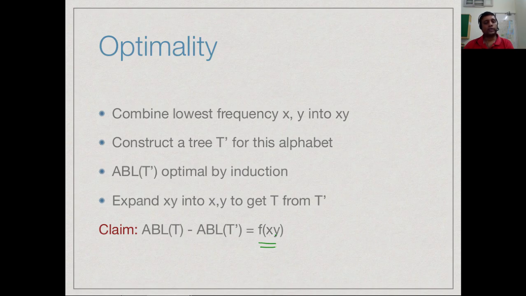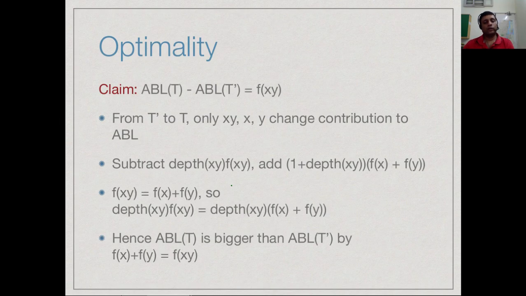So if I chose x and y to merge to go from T to T prime, then the amount by which the average bits per letter is going to change is exactly the frequency of this combined letter, fxy. Right? So it's deterministically fixed by which one I chose. Even though I don't know the cost of the trees directly, I can tell you that the cost is going to be different by this amount.